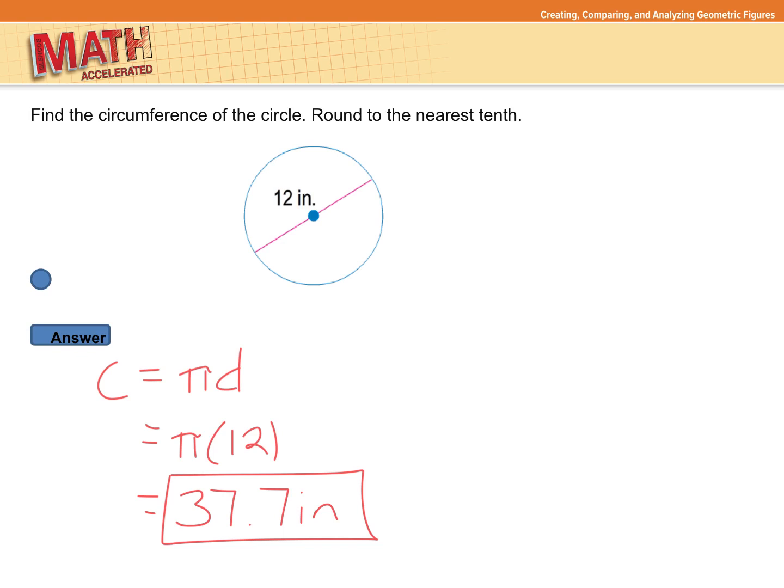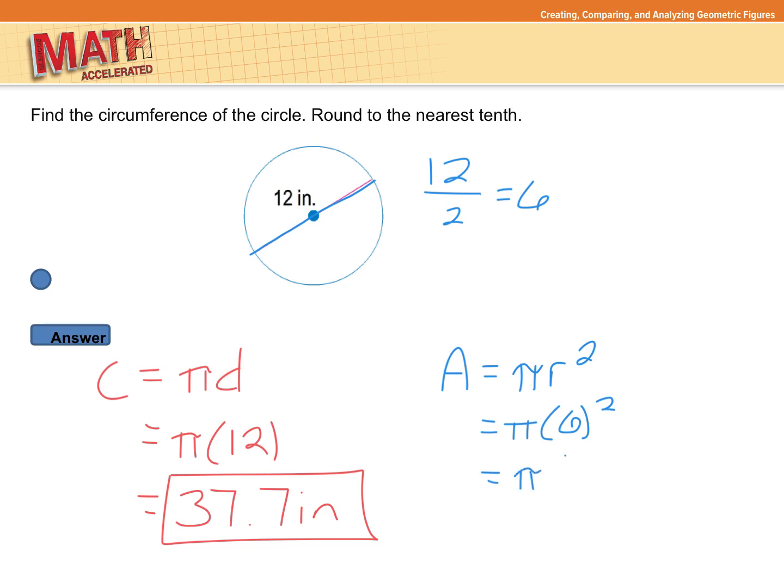What's the area formula? Pi r squared. What do we have to know for this one? The radius. How do I find the radius? Split in half. Right. 12 divided by 2, which is 6. Plug it in. Order of operations, what needs to happen first? Exponent. What's 6 squared? 36.